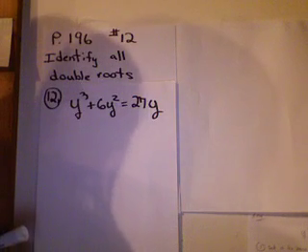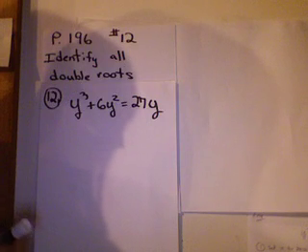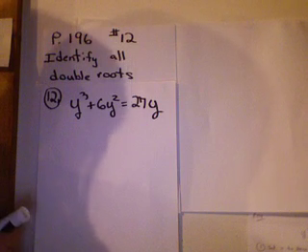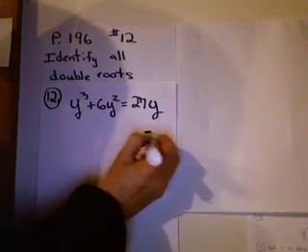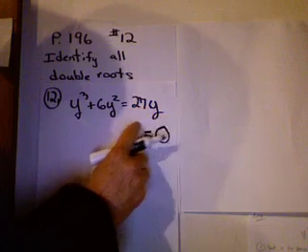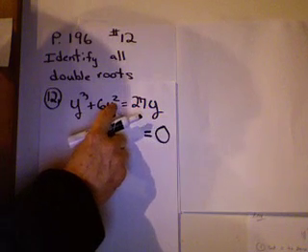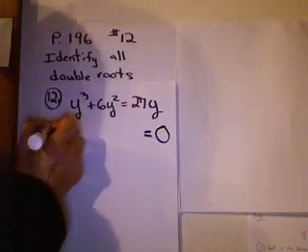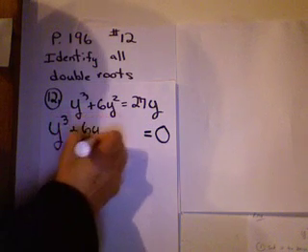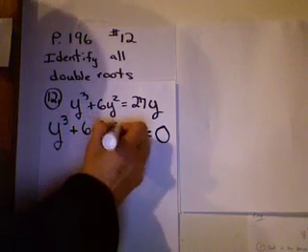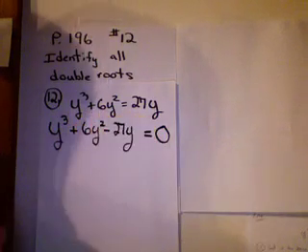To do that, you first have to get everything on one side of the equal sign and have the other side equal to 0. So I'm going to do that first. So let's put equal 0 here. The 27 has to move across the equal sign. It becomes a minus 27. So here's the new problem. y to the third plus 6y squared minus 27y equals 0.